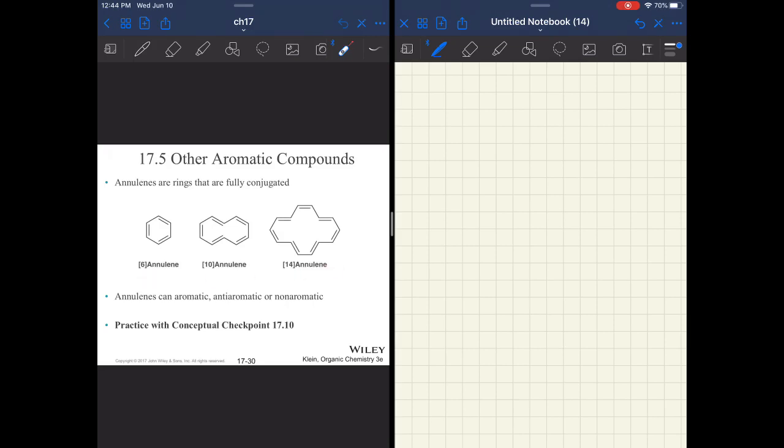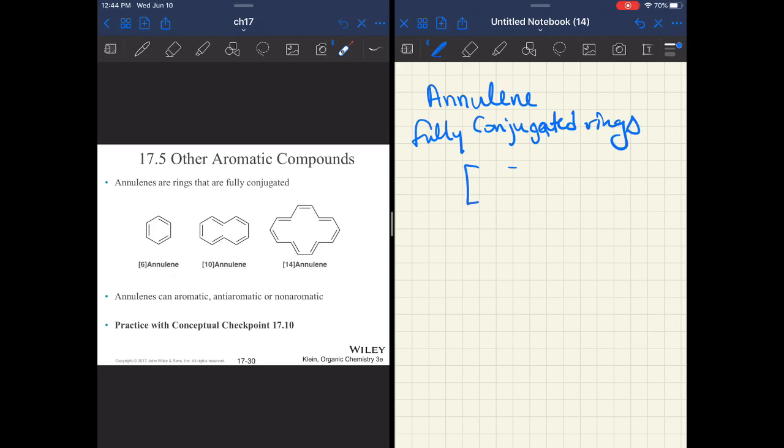This is really just a little addition to the nomenclature. Annulenes are just fully conjugated rings. Right, and it gives you an alternative way to name them. So like benzene would be 6-annulene. So what you put in here is your number of pi electrons, and then you just say annulene, right? If I have 6-annulene, I know that that means I have 6 pi electrons, so that's 3 double bonds. For it to be fully conjugated, it's got to be a 6-membered ring.